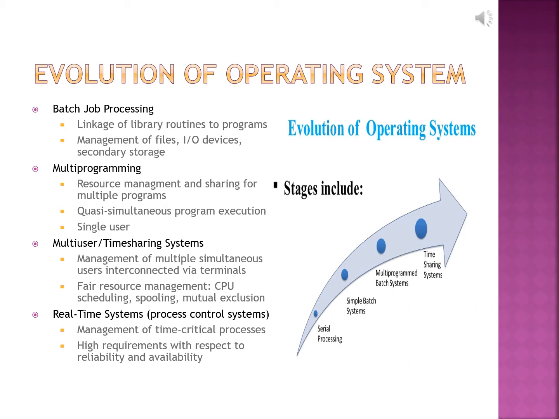Fair resource management, that is CPU scheduling, spooling, mutual exclusion are included here. And the last one is real-time system, that is process control systems. Management of time critical processes, high requirements with respect to reliability and availability is included here.